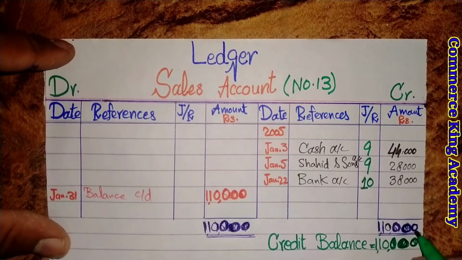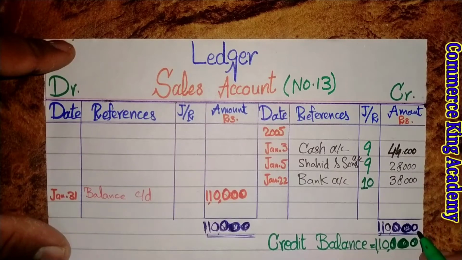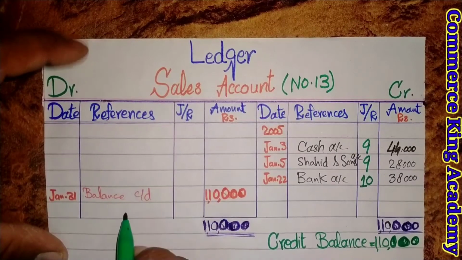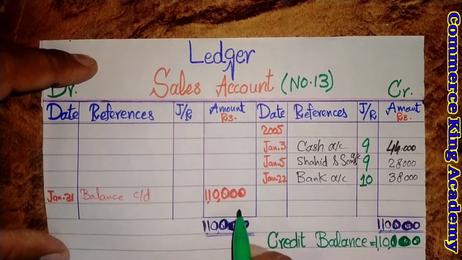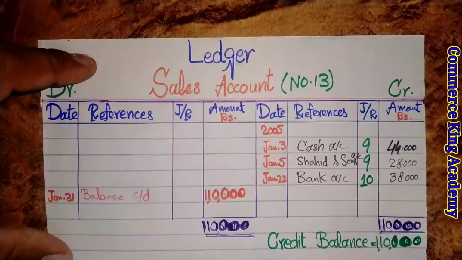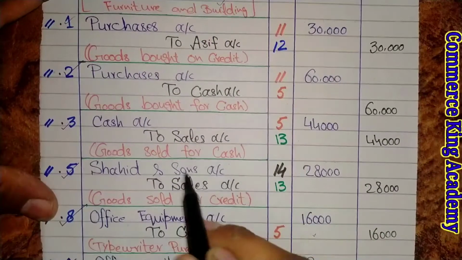We have totals right now, 110,000 rupees, and we have the difference of the total amount on the debit side called balance carried forward. 110,000 rupees. So ultimately we have the credit side heavier than the debit side, and we have a credit balance. This completes the ledger account of the sales account.